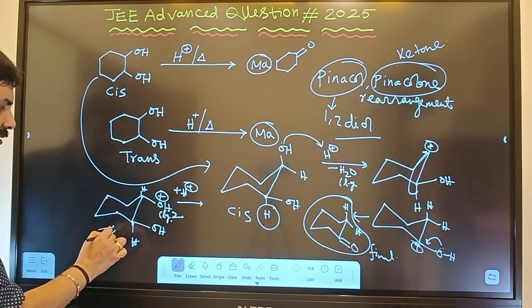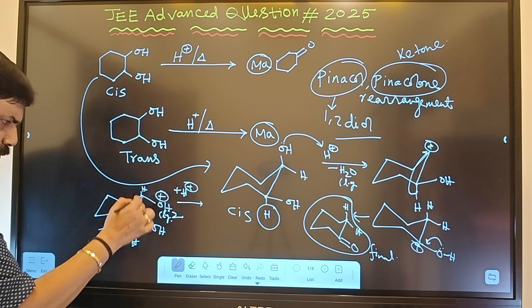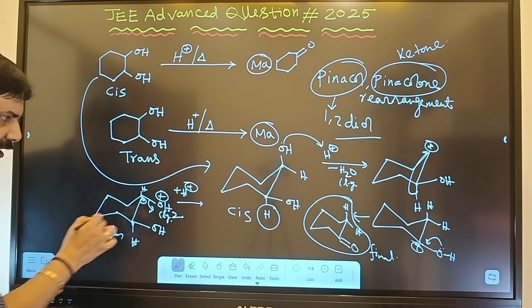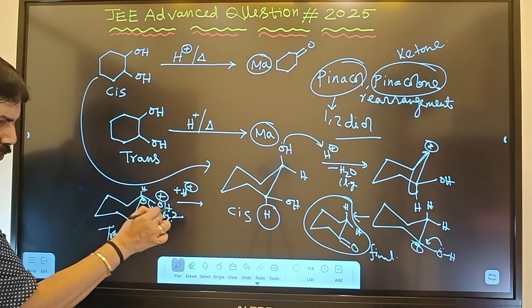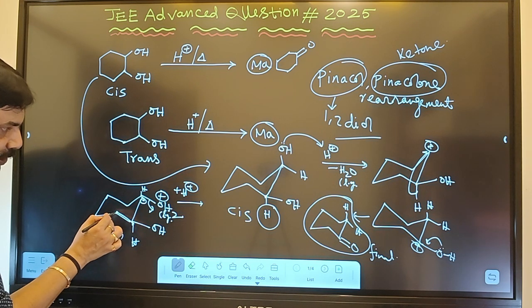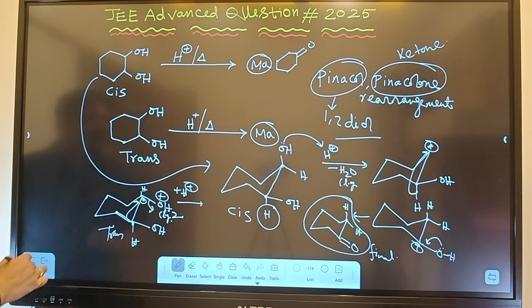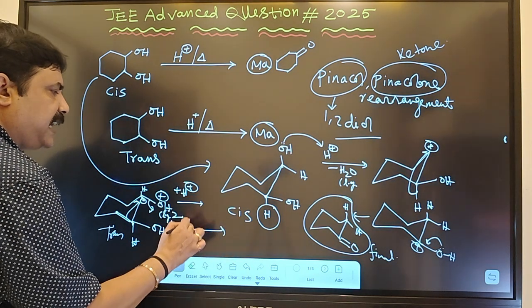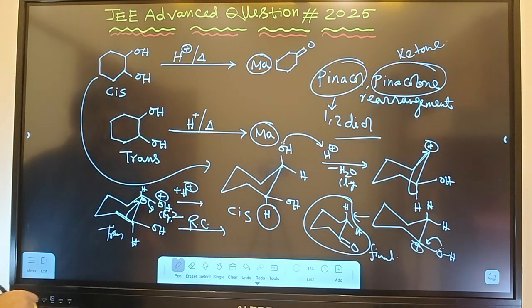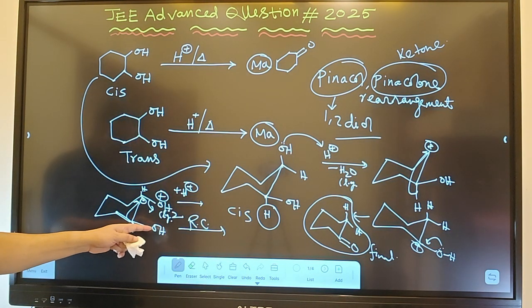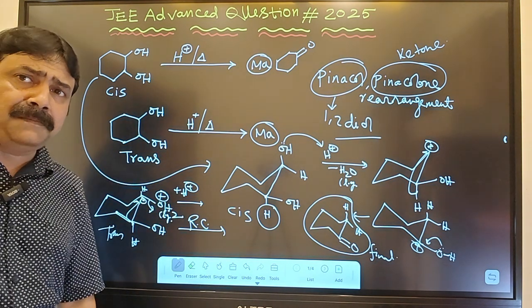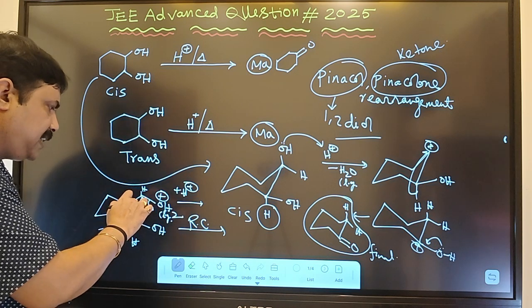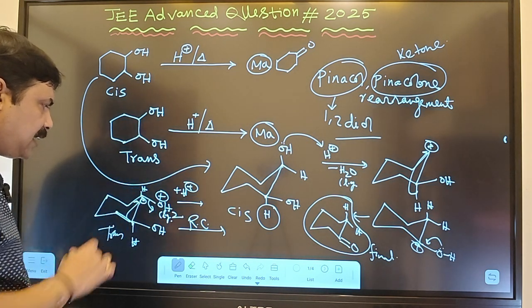Now this is your trans. Now anti to the leaving group here, this will depart. That means here you will get a carbocation. Then anti to the leaving group, this is your leaving group. This bond is anti to this one, so this bond will migrate over here. That means this will be a ring contraction. Here there is no H, no other OH group, so this bond will migrate. That means ring contraction will take place, and there will be a plus charge.